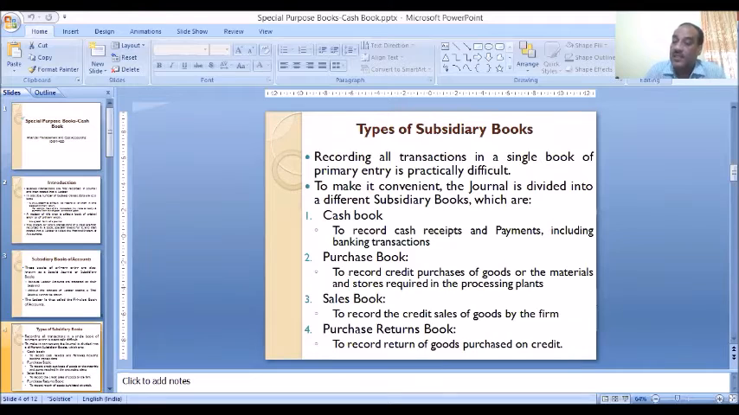Then the purchase return book, to record return of goods purchased on credit. Sometimes we purchase the goods, then we find that they are not of that quality or there is some problem, and then we return that purchase. So such kinds of returns are recorded in the purchase return book.